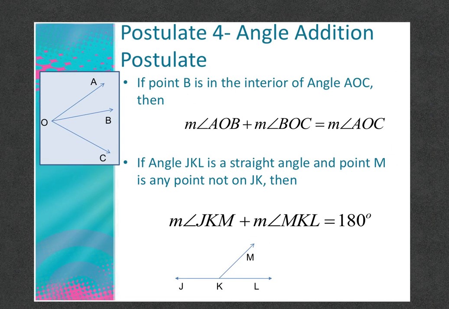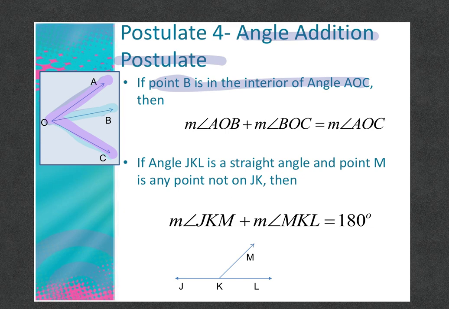Postulate 4 is called the angle addition postulate, and just like the segment addition postulate was important, so is angle addition postulate. And it basically says the same thing. If I take an angle, break it down into its 2 parts, and add them back together, I get the whole thing. Now, what's important here is that point B has to be in the interior of the angle. And then I can say AOB plus BOC equals AOC.